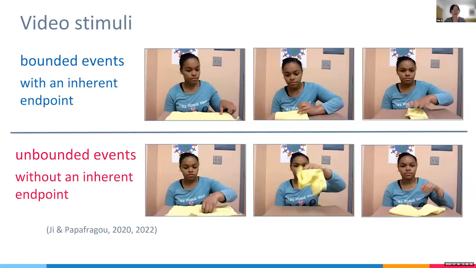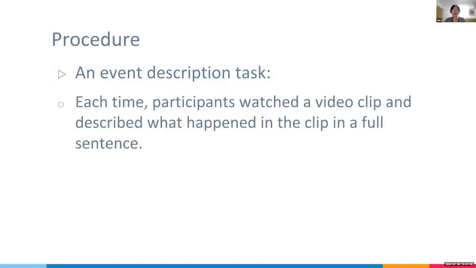The same two sets of stimuli were used in our previous studies, and we did several norming tests. Basically, the tests confirmed that people considered the videos as having or lacking an inherent endpoint, respectively. Also, the English speakers indeed described the two sets using telic and atelic verb phrases, respectively. And this is a very straightforward task. So people watch a video clip each time, and then they describe what happened in the video in a full sentence.